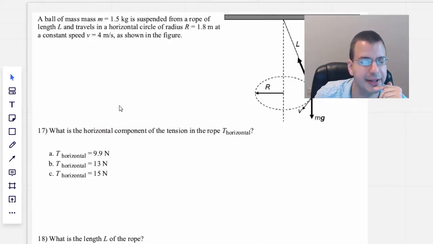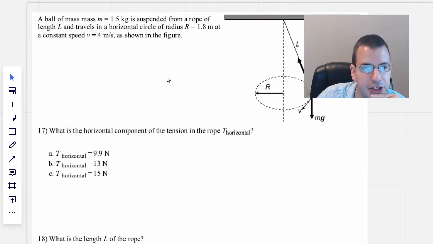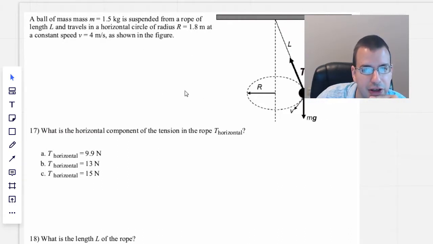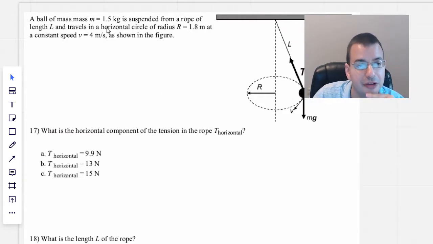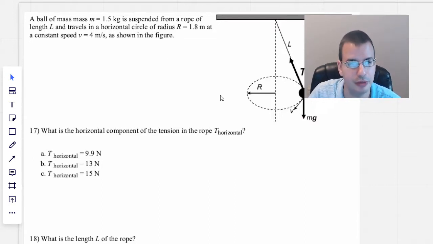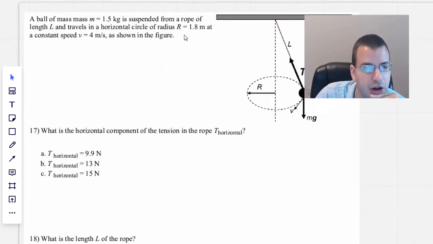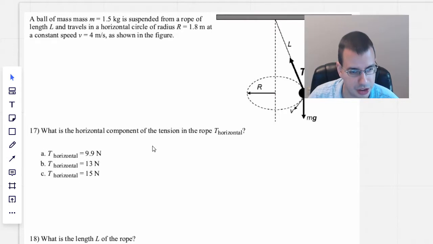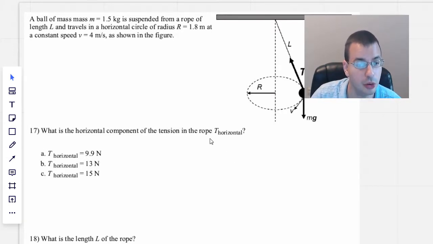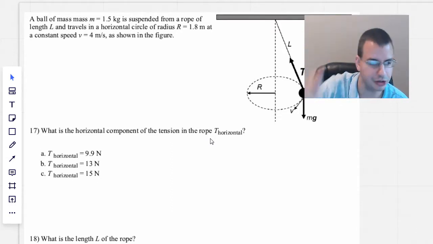A ball of mass m equals 1.5 kilograms is suspended from a rope of length L, as shown, and travels in a horizontal circle of radius r equals 1.8 meters. That's a big circle. At a constant speed of 4 meters per second. That's a good speed. As shown in the figure. What is the horizontal component of the tension in the rope, T horizontal? Okay.